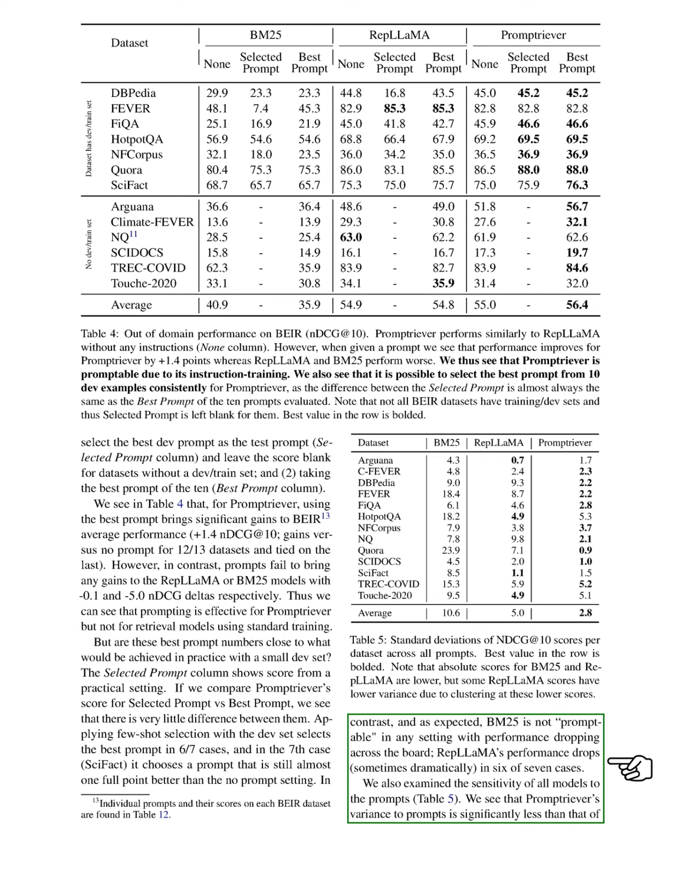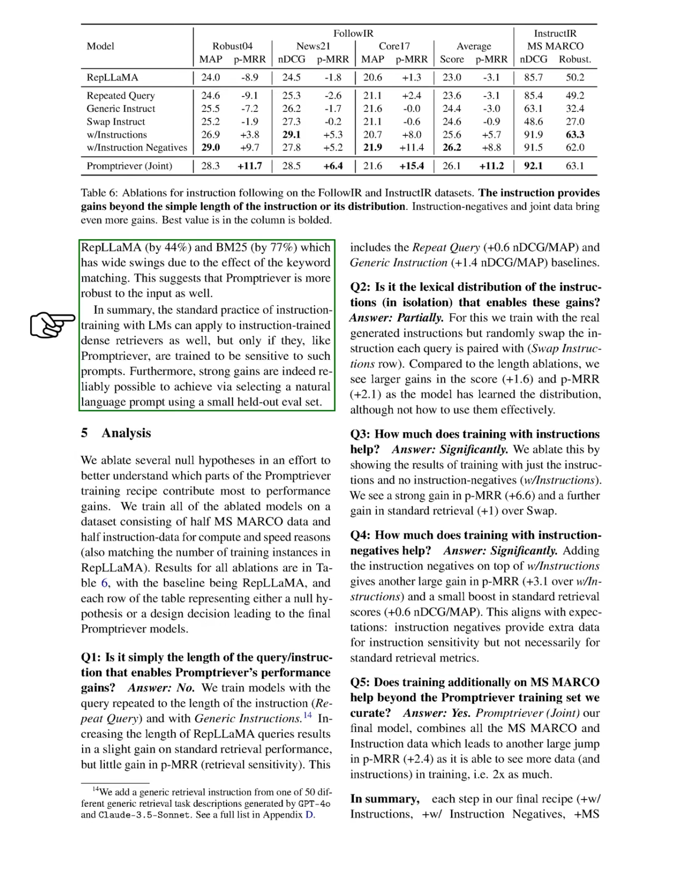We also analyze the sensitivity of all models to prompts. Promptriever shows much less variance in response to prompts compared to RepLLaMA and BM25, suggesting it is more robust to input variations. Overall, we conclude that instruction training can benefit dense retrievers like Promptriever, especially when they are designed to be responsive to prompts. Additionally, we confirm that significant performance gains can be achieved by selecting effective prompts using a small evaluation set.